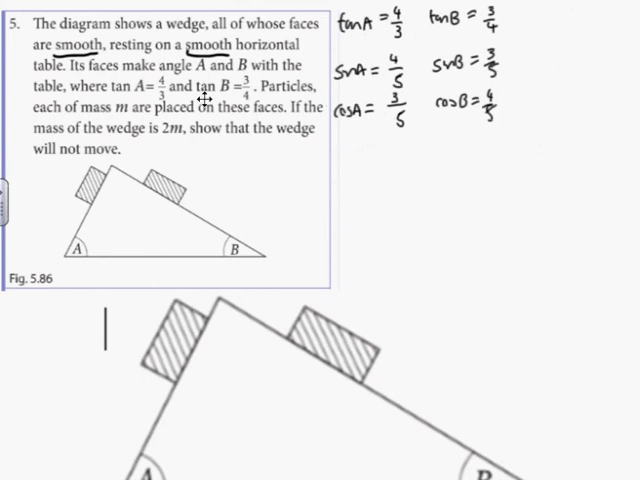Now, particles each of mass m, so we both know that these are mass m, are placed on the faces of the wedge. If the mass of the wedge is 2m, show that the wedge will not move. So we have to prove that the wedge has no acceleration. Basically, A equals 0. So A is going to equal 0. Okie dokes, so let's begin.